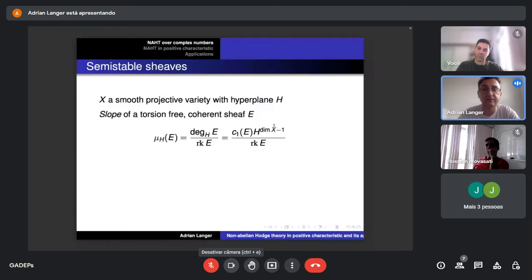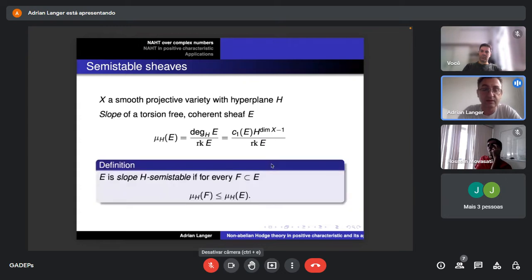And then we can define a slope for vector bundles, or more generally for coherent sheaves, by taking the degree of this sheaf with respect to this hyperplane and then dividing by the rank. So it's the same as taking the first Chern class, which for torsion-free sheaves is just the class of a line bundle, and then intersecting it with a general curve section coming from this embedding, and then dividing by the rank.